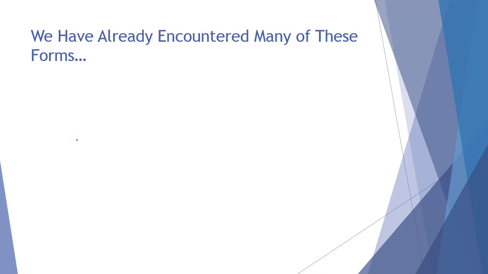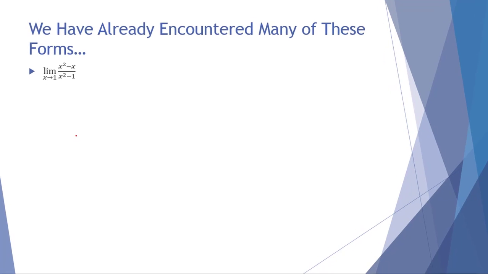So the good news is we've actually already encountered many of these indeterminate forms. I mean, think back to limits like this one. If you look at the limit as x approaches 1 on x squared minus x divided by x squared minus 1, if you try to directly substitute, which should be a natural inclination to do, what are you going to get? You're going to get 1 minus 1, which gives you a 0 in the numerator, and you're going to get 1 minus 1 in the denominator. You're going to get 0 over 0 form. That was an indeterminate form.